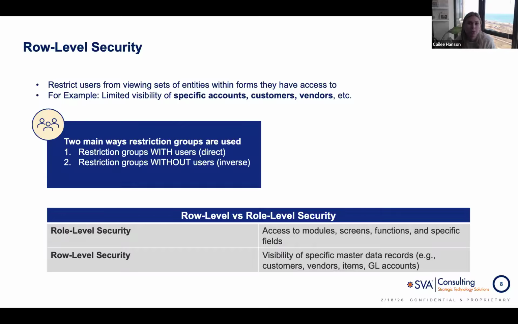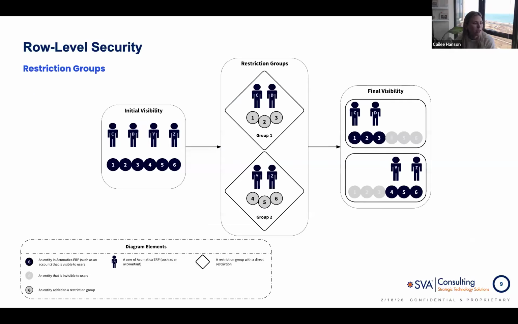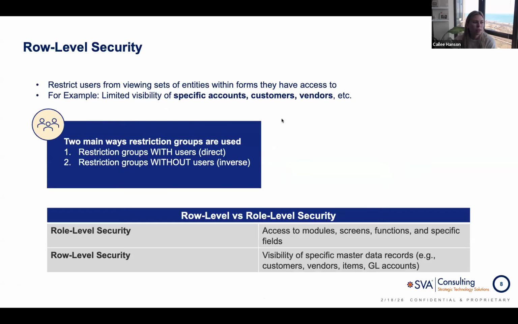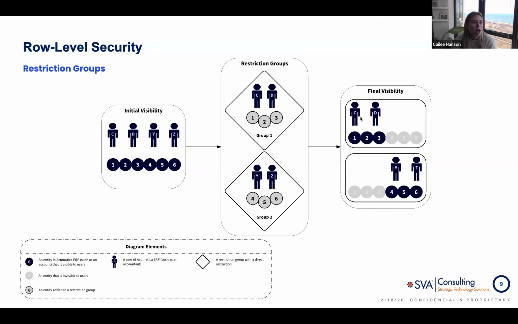And again, customers is one of those components. We'll see this in other components as well: vendors, items, GL accounts, projects, for example. All right, so we'll see this come into play, but just to show you a bit of what this looks like. If I had a restriction group set up and I was provisioning access, this could say, okay, person C and D should have access to 1, 2, and 3. So in this case, I'm assigning them to 1, 2, and 3.